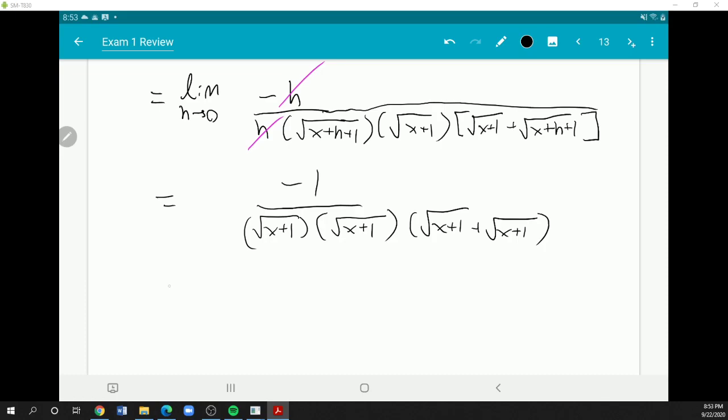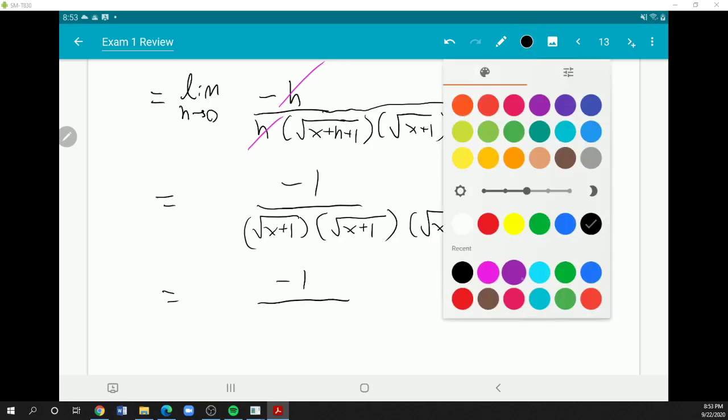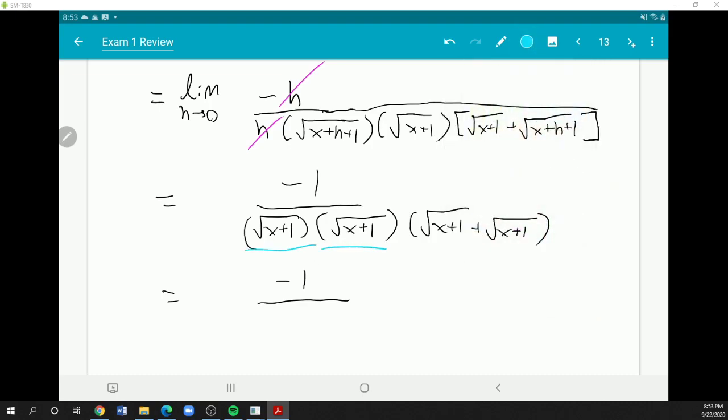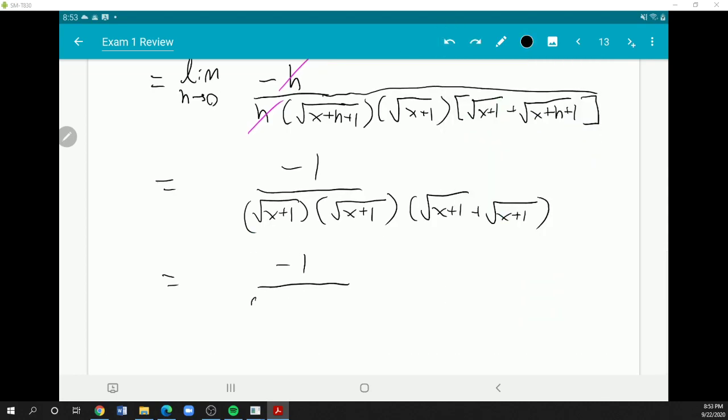Okay. Equals minus 1. I have two of the same thing times each other right here. So I get x plus 1, the square root goes away, times 2 root x plus 1. Or I can say this is minus 1 over 2 times x plus 1, and then condense it very nicely to the 3/2.